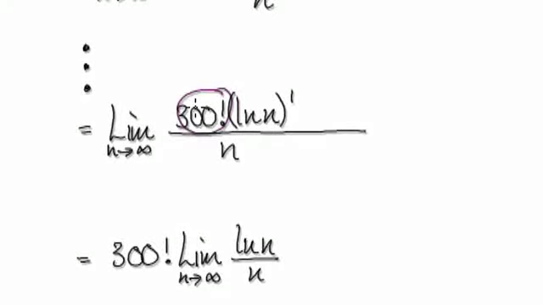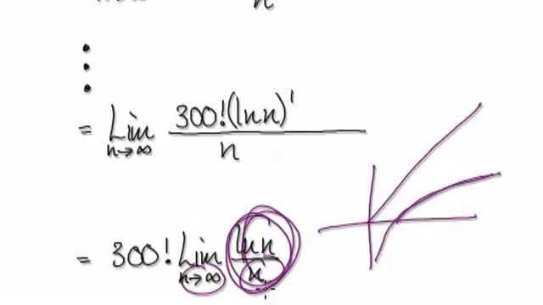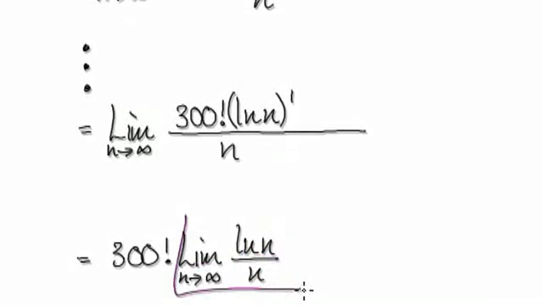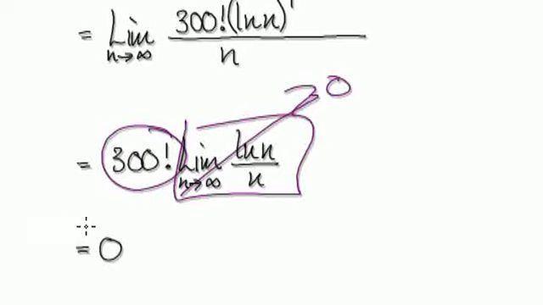So this here is a constant, so you can actually take it out. So it really boils down to this. And when you get to this stage, you should know the natural log graph climbs, but very slowly in comparison to n. As n tends to infinity, this whole thing here heads towards zero. So you've got zero times a constant here, which will give you a limit of zero.